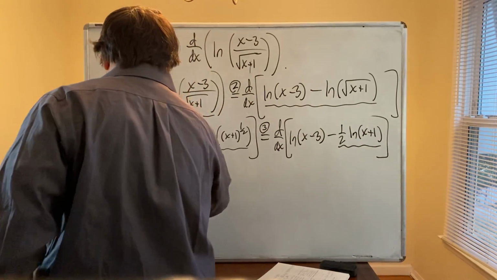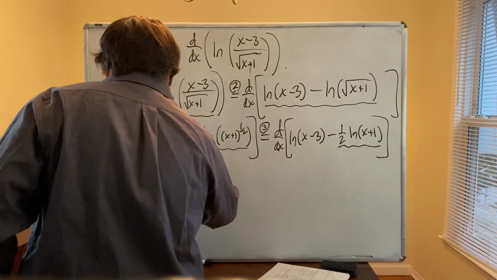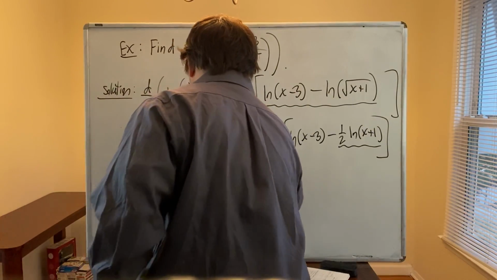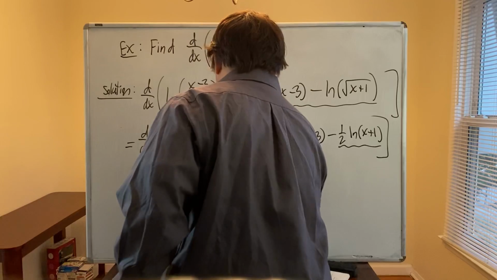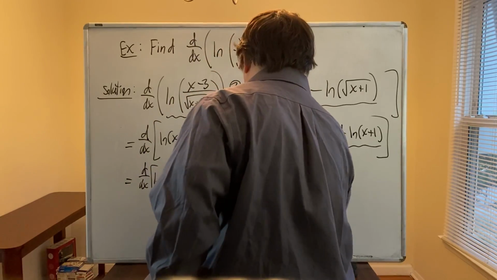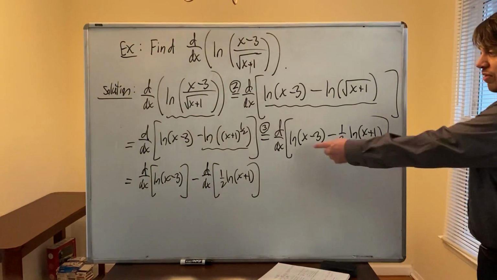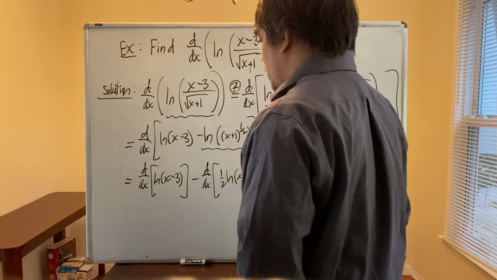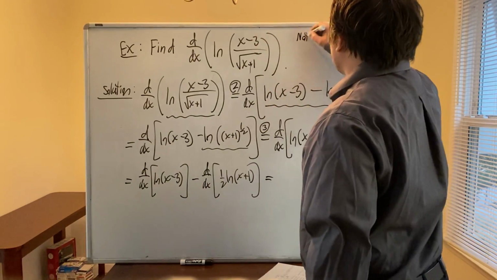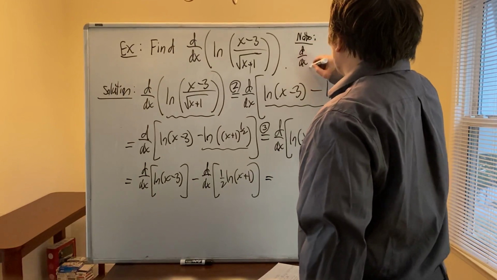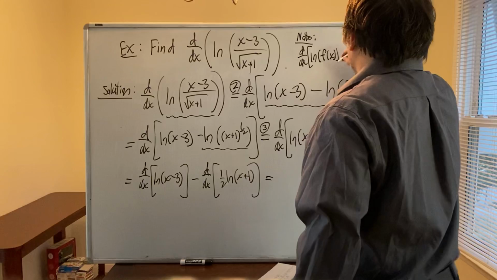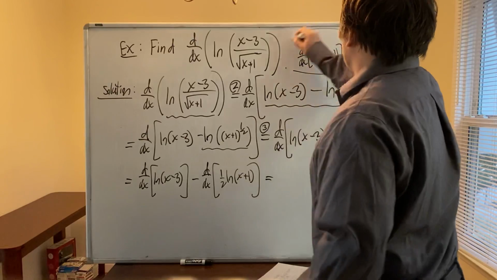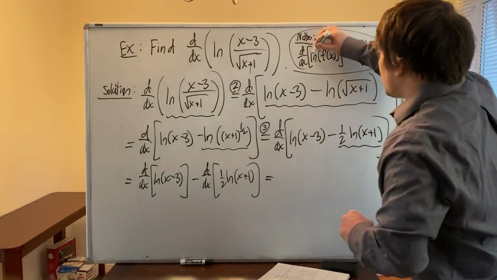Let me write them separately so we can isolate each step and make sense of it. This is the derivative of the first thing minus the derivative of the second thing, 1/2 ln of x plus 1. And so then that's equal to, what's the derivative of ln of a function? Remember, note the derivative of ln of f of x is equal to f prime of x over f of x. Okay? So note the derivative of ln of f of x is f prime of x over f of x.